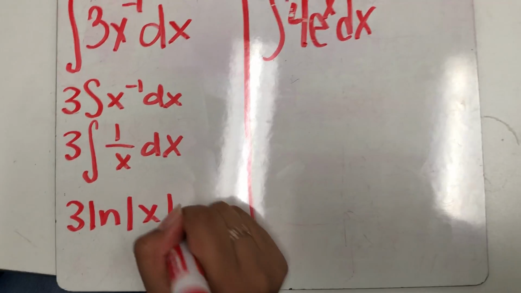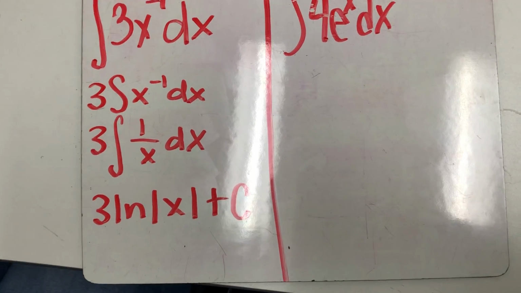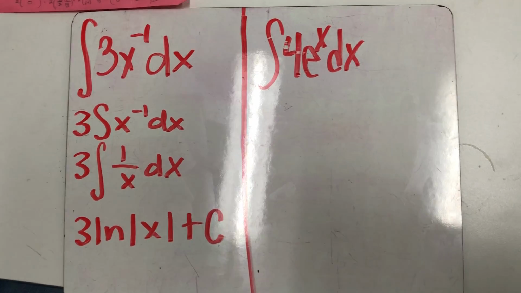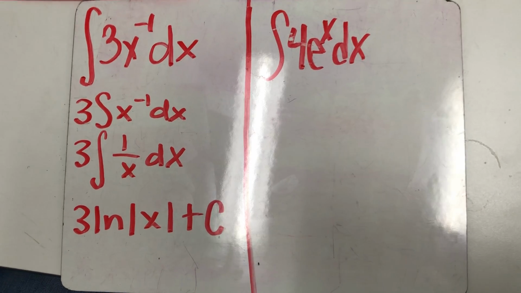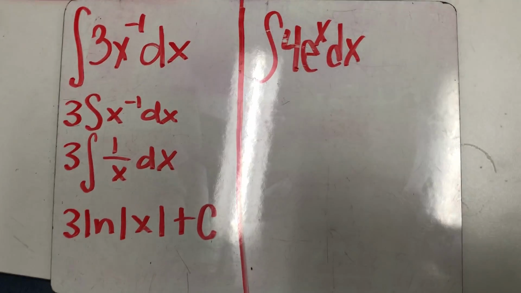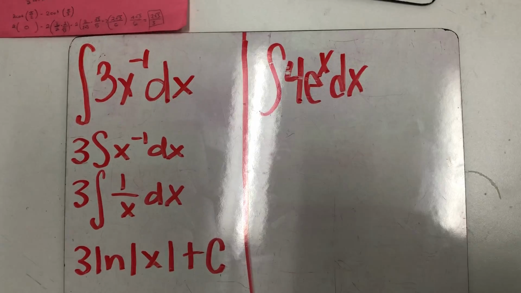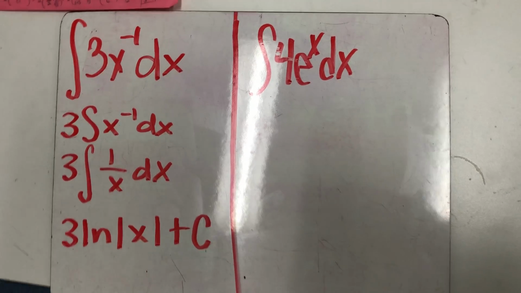Remember, we have to have our absolute value because we need it to be positive in order to take the natural log, plus c. And the reason we have c is because since we have no numbers at the top or the bottom of the integral, it's indefinite, and that's why we need a constant, so it's just basically a placeholder. So next we have the indefinite integral of 4 times e to the x times dx.